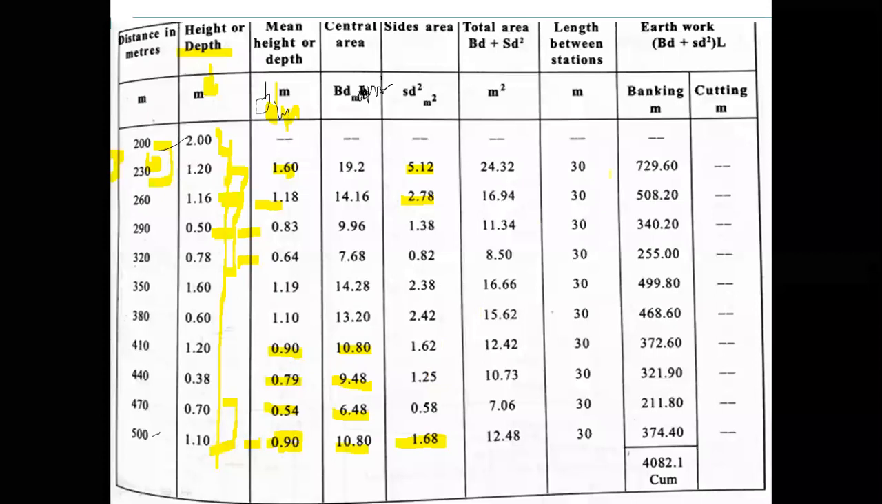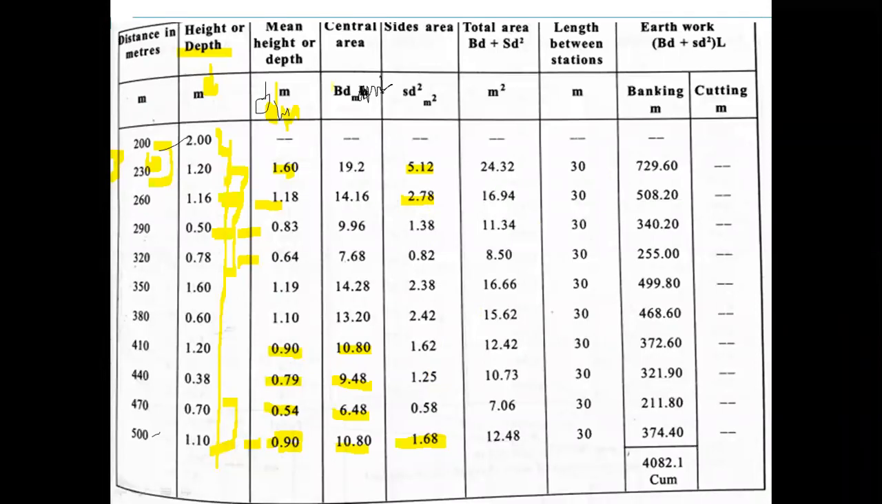Okay, clearly. Next one, total area: BD plus SD square. So BDM plus SDM square is the total area. So 19.2 plus 5.12 equals 24.32, and 14.16 plus 2.78 equals 16.94. Next 9.96 plus 1.38 equals 11.34. Next one 7.68 plus 0.82 equals 8.50.